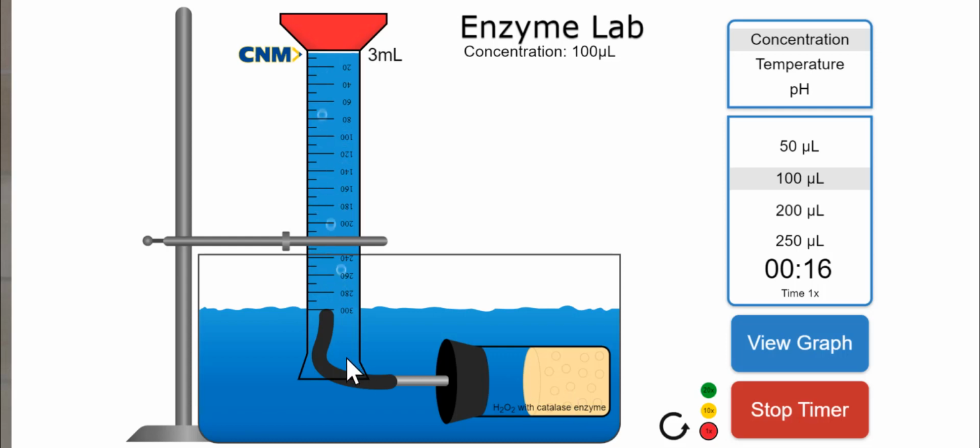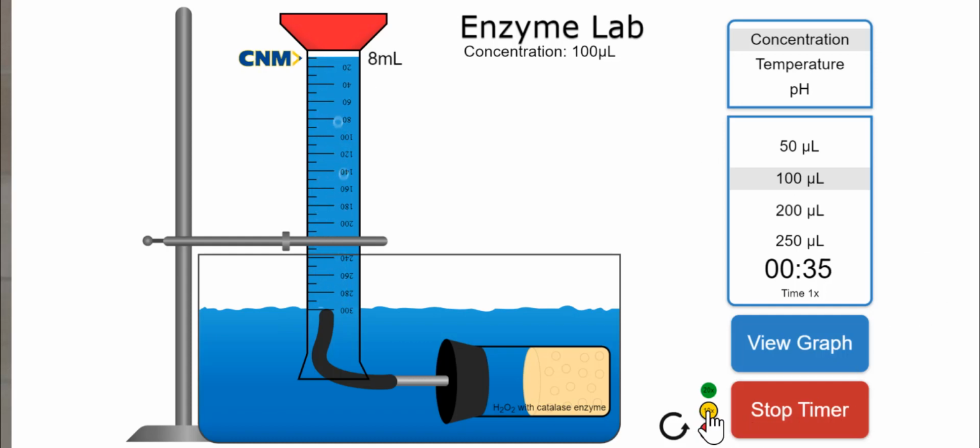When the oxygen gas is created, it can be captured in this nozzle here, so it actually comes out of the chamber. This tubing here is to direct it up into the graduated cylinder. And as it bubbles, it displaces the water that's in there. So we're actually measuring the oxygen gas that's produced.